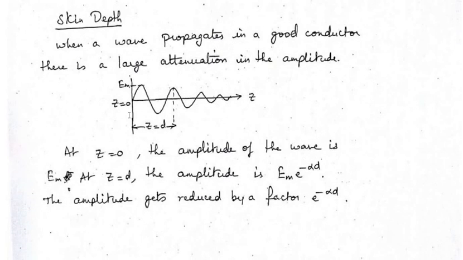So if you see in this signal, this is the point at which the electromagnetic wave is entering inside a conductor. So initially we have taken z is equal to 0. Initially the amplitude is a large value of Em, but as the wave passes through the conductor, you can see after a certain point the amplitude is reduced by a certain factor.